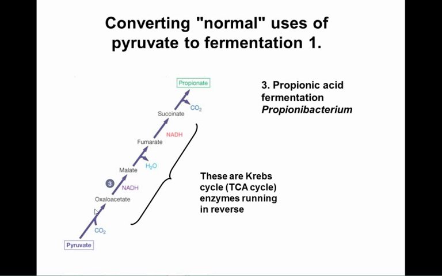So pyruvate to oxaloacetate. We saw that, so that's where oxaloacetate comes from. And then all of these enzymes here, this is the Krebs cycle in reverse. So you've already got these enzymes. They're the same things, just running the other way around. And then at the end, you're going to kick out CO2 and excrete propionic acid. So this is propionic acid fermentation. Very easy one to remember. Propionibacterium performs this.